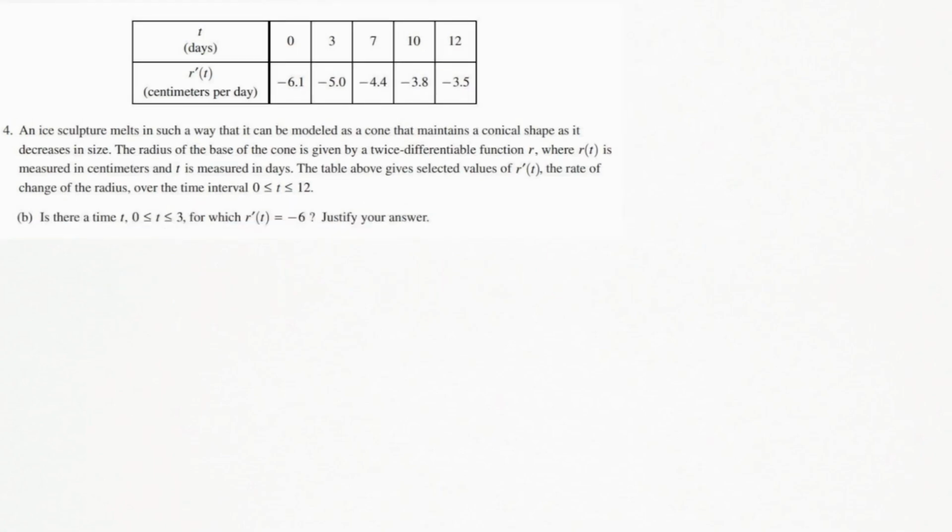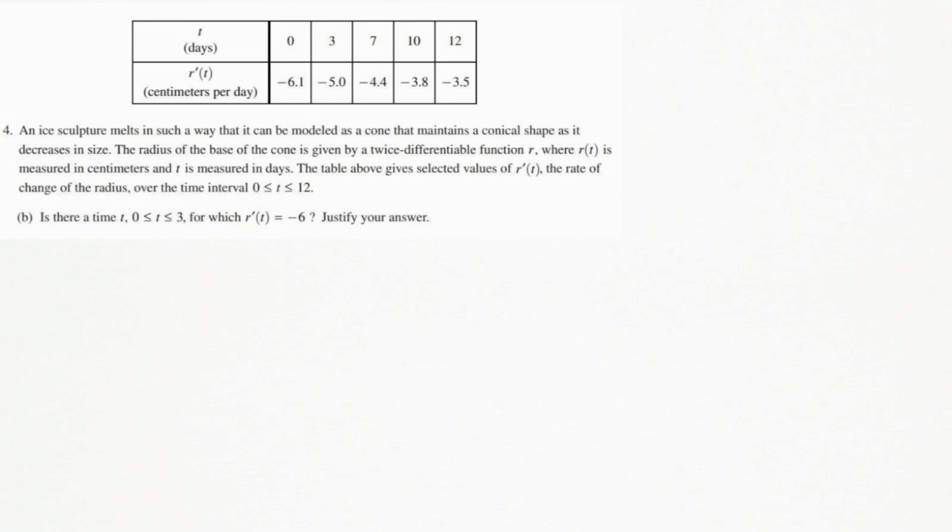Moving on to part B, is there a time t, from 0 ≤ t ≤ 3, for which r prime of t equals negative 6? Justify your answer. This problem simply tests us to see if you understand the intermediate value theorem.